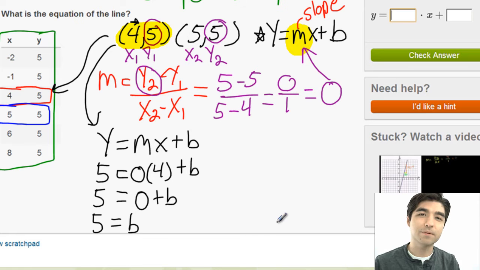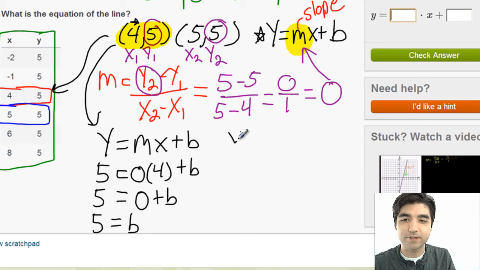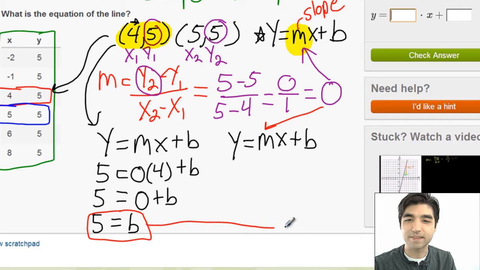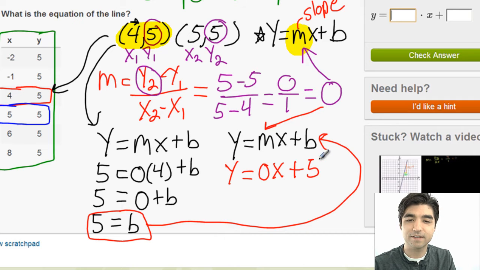Okay, cool. So now we have all the little pieces. Now we just need to put them into the equation so that we can make a full equation. So write your general form one last time, y equals mx plus b. And then you're going to take your m value, put it into the equation, and take your b value and put that into the equation as well. So we got y equals 0x plus 5.